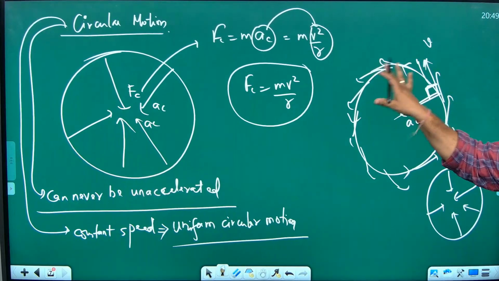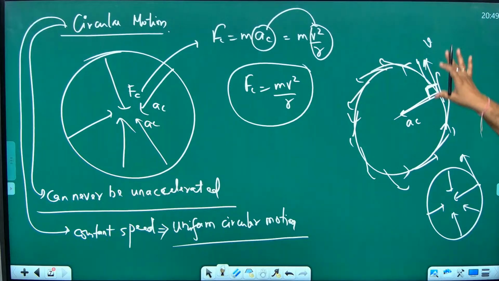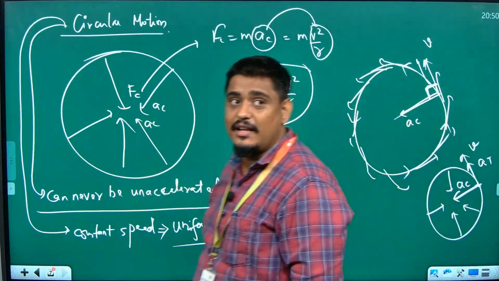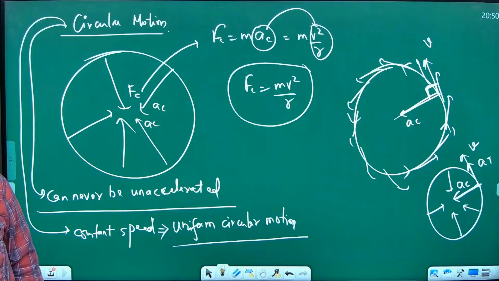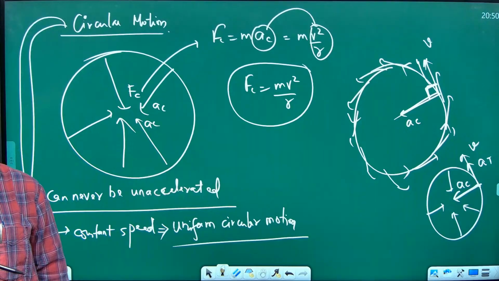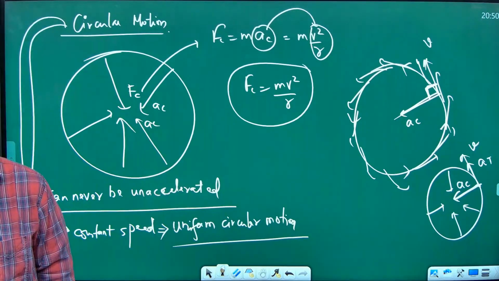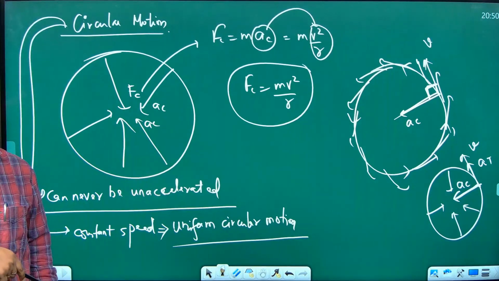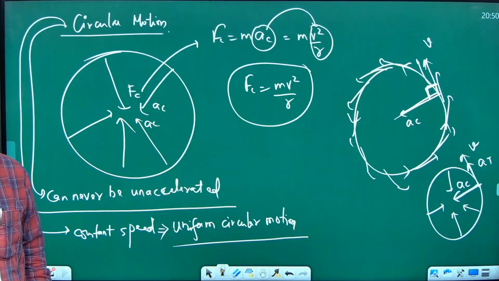So, for uniform circular motion, we can have velocity and centripetal acceleration, but in non-uniform circular motion, we will have velocity, in the same direction we will have tangential acceleration, and here you will have centripetal acceleration. Now, what is the angle between centripetal acceleration and tangential acceleration? 90 degrees. What is the angle between tangential acceleration and velocity? 0 degrees. What is the angle between tangential acceleration and radius? 90 degrees. I hope you are understanding these basic things.